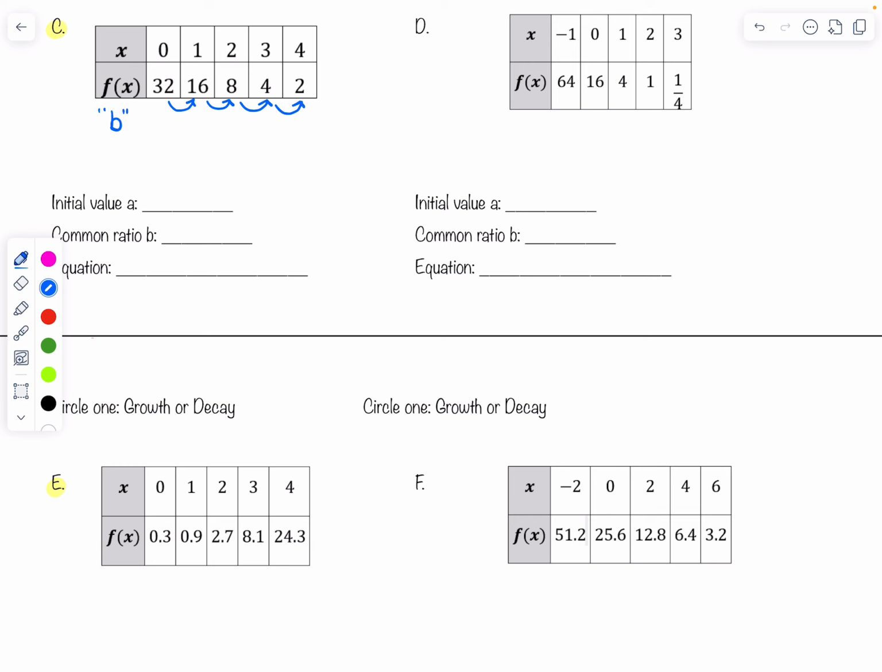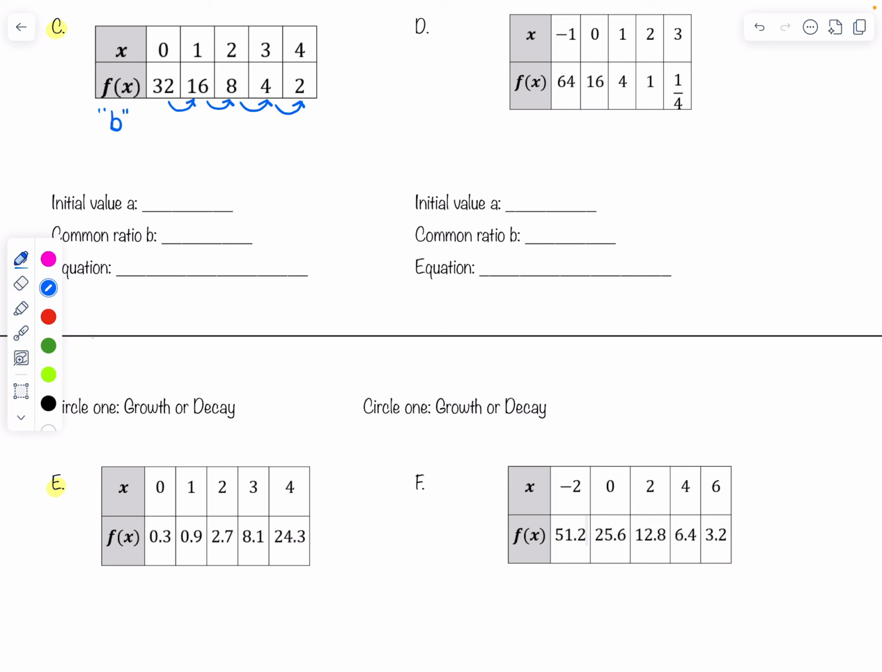Now, if you notice, the numbers here are getting smaller. So since the numbers are getting smaller, that should be a hint to us that this is going to be an exponential decay. Getting closer to 0 as they go on. But as I'm looking at these, I'm like, wait a minute, if it's a decay, then that B value has to be between 0 and 1.